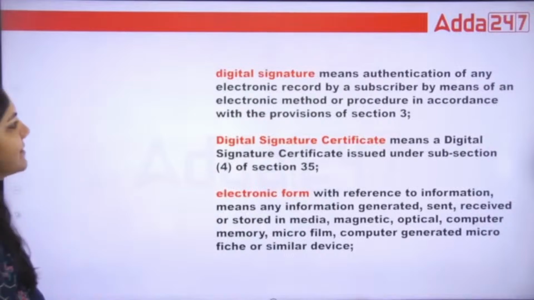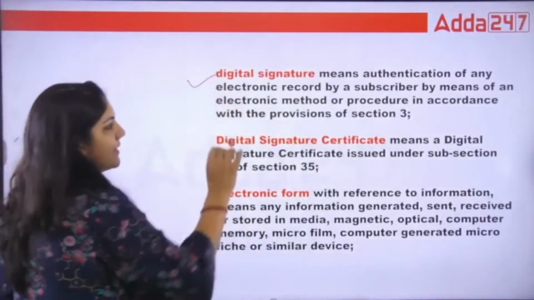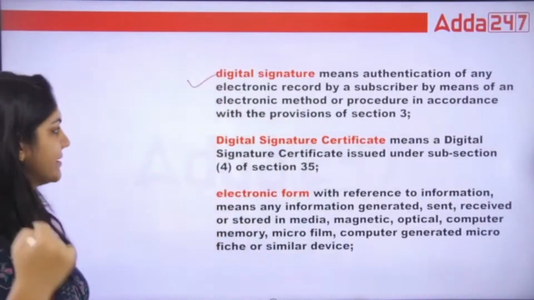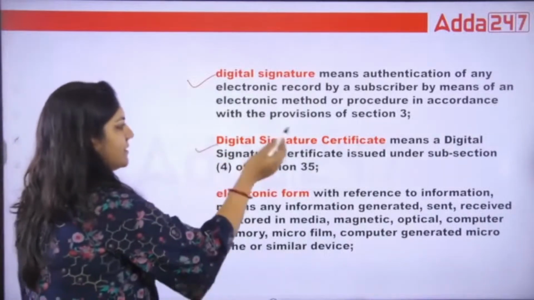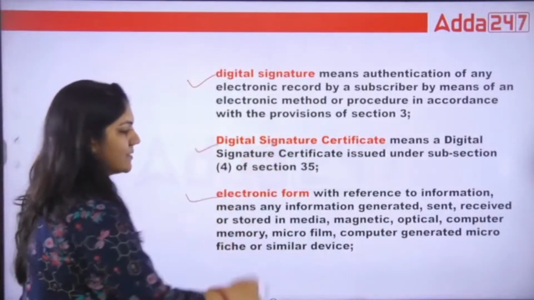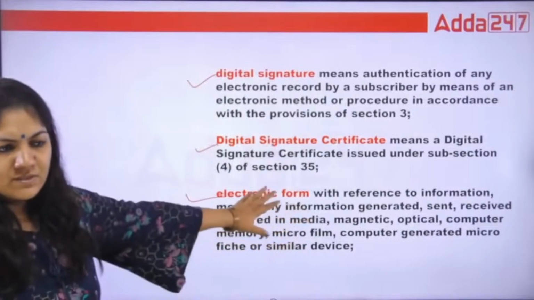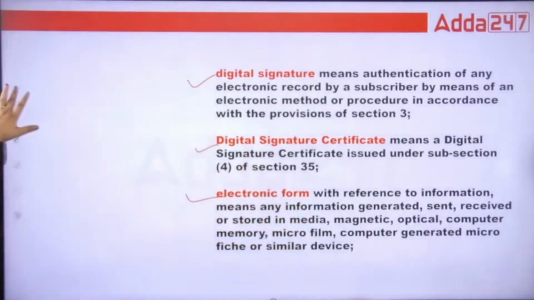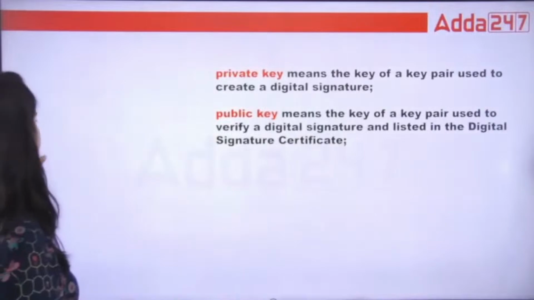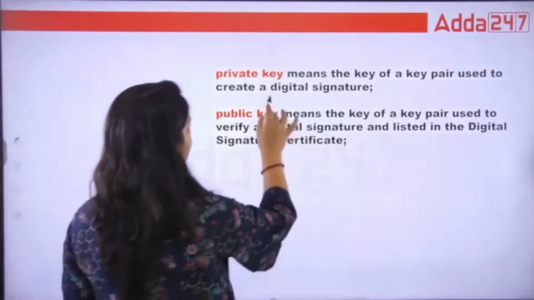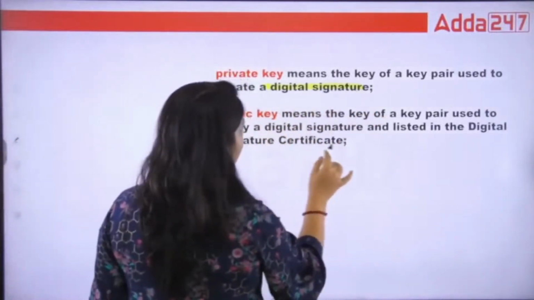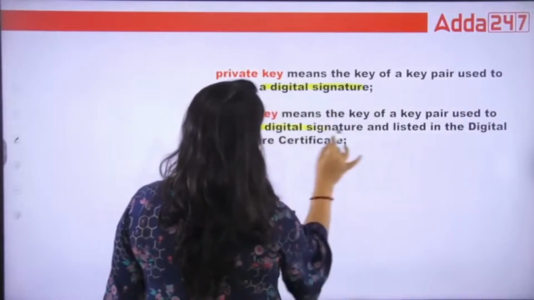What is digital signature? The signature that you electronically sign is called digital. Certificate, same thing, in electronic form, that is online form. This is not a new thing. And what is private key? We have already done. Private key is used to create digital signature. Public key verifies the digital signature.